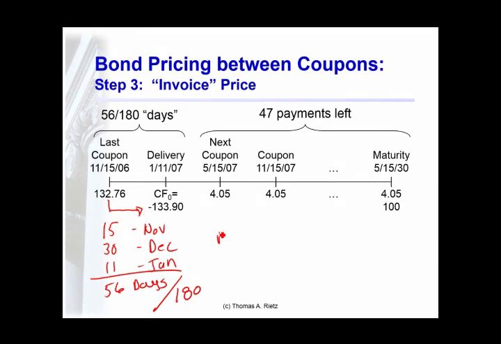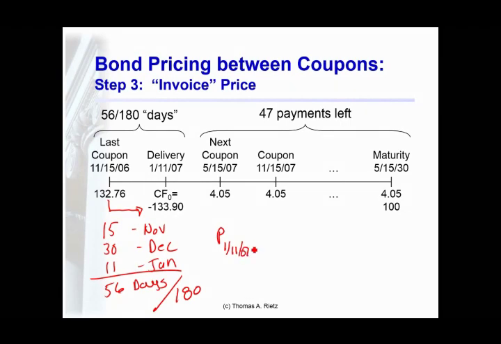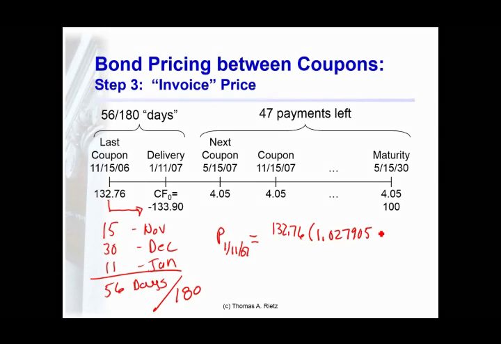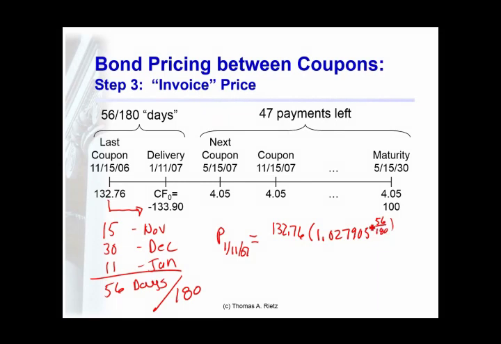The future value is equal to the price on November 15th carried forward by 1 plus the interest rate per 6-month period to the power of the fraction of a period that's passed, according to the 30-day month, 360-day year convention. Well, according to that convention, 56 days have passed out of 180 in a 6-month period.